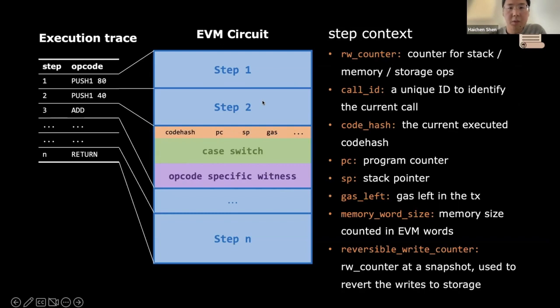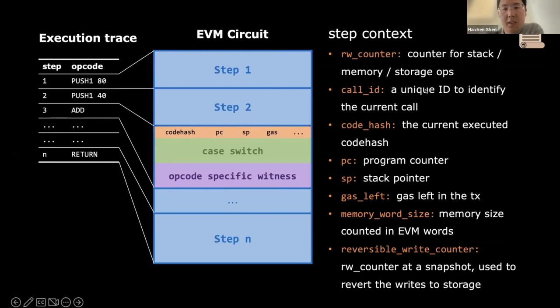Okay, so let's look at what we put into the step context registers. These are all the fields we put inside the step context. First we have RW counter. This is a global counter that we use to count how many stack, memory, and storage operations have been done inside these transactions, or if you have multiple transactions, it will be shared, uniquely growing across all of the transactions. So this is a unique counter for all of the state operations you did; any reads or writes to the stack, memory, and storage will increase this RW counter by one.